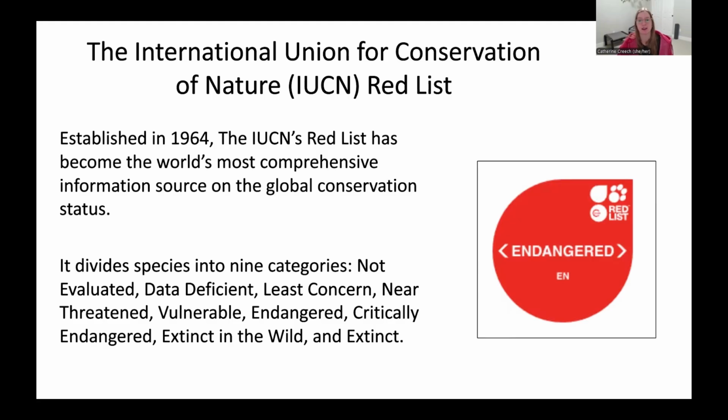There are 9 different categories. It goes from not evaluated and data deficient, so for those two we don't know enough or we haven't even started to look, to least concern, which is great, then near threatened and vulnerable, which are like on their way. Then we have endangered, which we want to care about, critically endangered, which is very scary, and then extinct in the wild, followed by fully extinct.